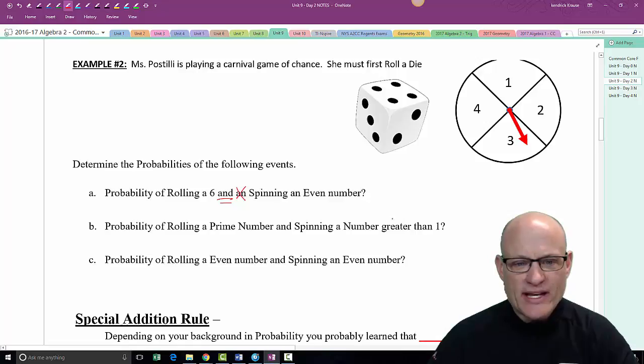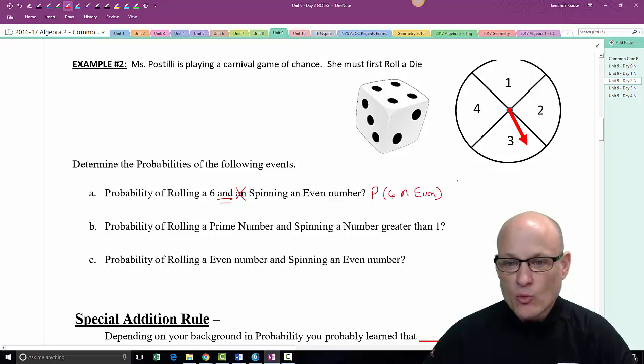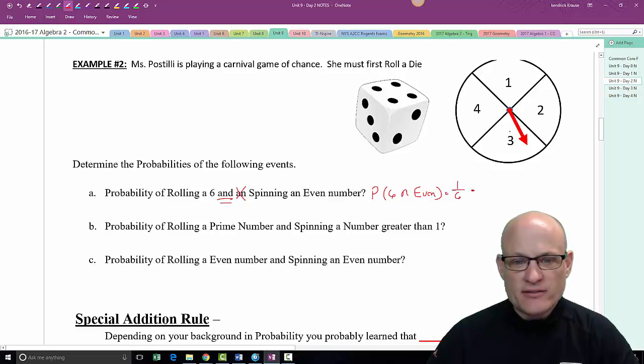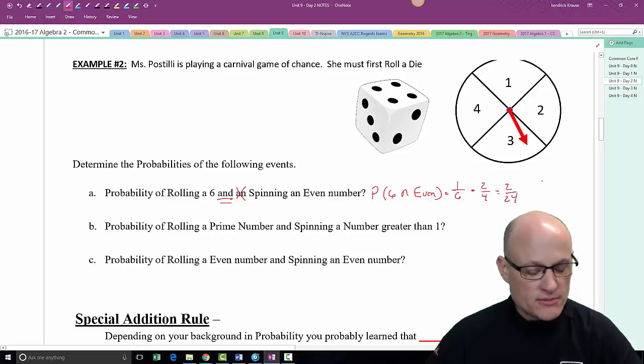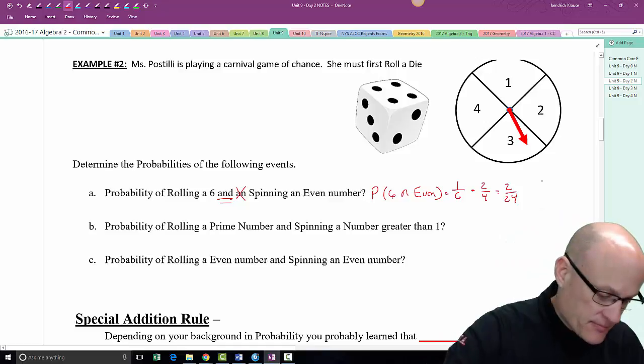Okay, probability of rolling a 6. So this is the probability of a 6 and even. So probability of 6, 1 out of 6. And the probability of even. Well, that's 2 out of 4, or 1/2 if I want to. So this would be 2 out of 24, or 1/12. And I got another mistake there.